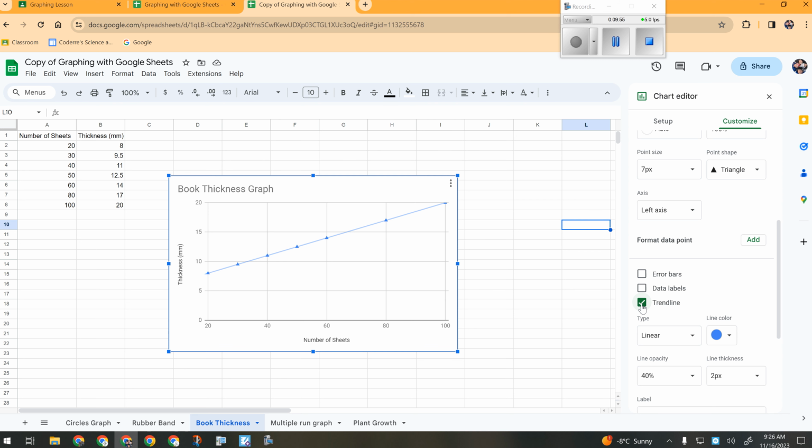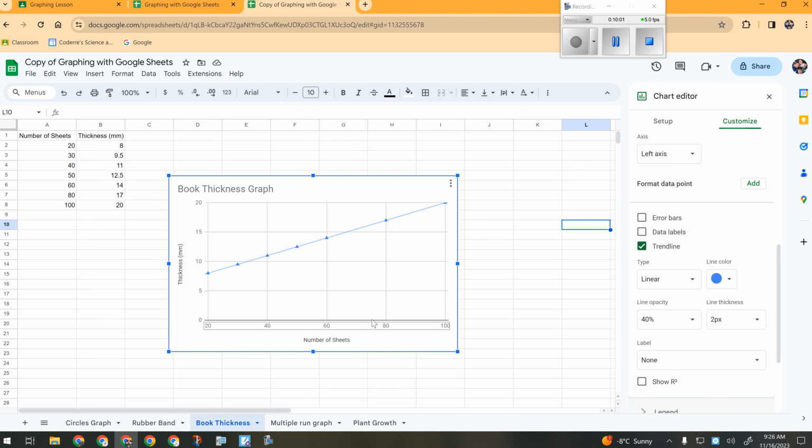So this is much better because it's kind of AI powered, maybe. All right, so we've got our line of best fit, and as soon as I click on trend line, I got a whole bunch of other options underneath. I do want it to be linear because that's what my points do. They are in a line.